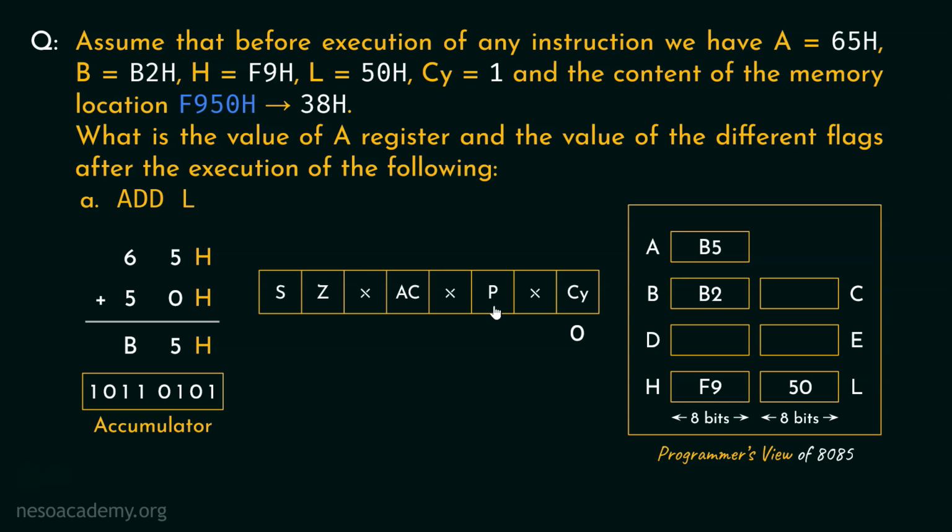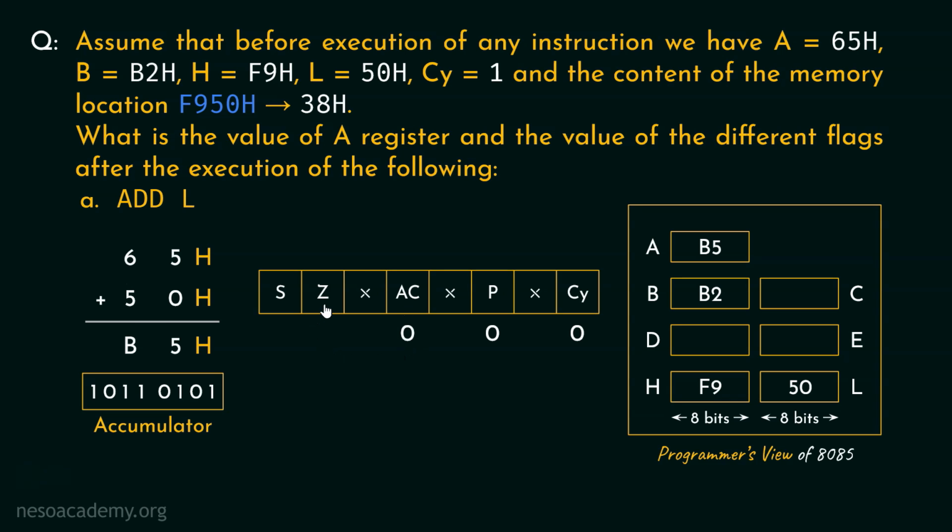What about P flag or parity flag? It is to be set to 1 if the contents within the accumulator has even number of 1s. Do we have that in here? Let's count. 1, 2, 3, 4, 5. 5 is an odd number, right? So the parity flag is going to be reset to 0. What about auxiliary carry flag? If you notice the least significant digits, 5 and 0. Addition of these two resulted in the sum 5. So no carry, right? So the auxiliary carry will also be reset to 0.